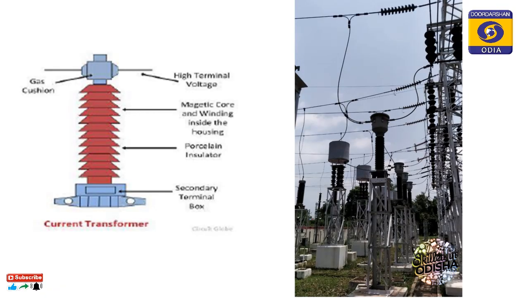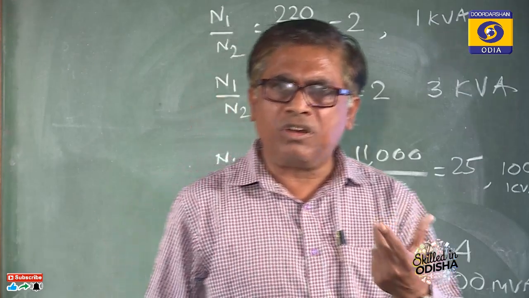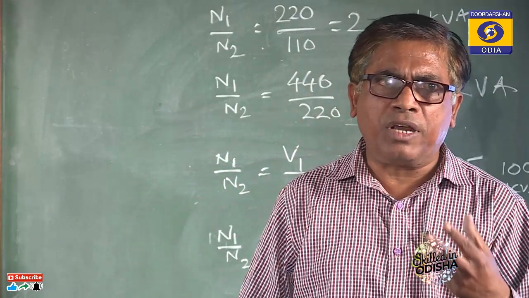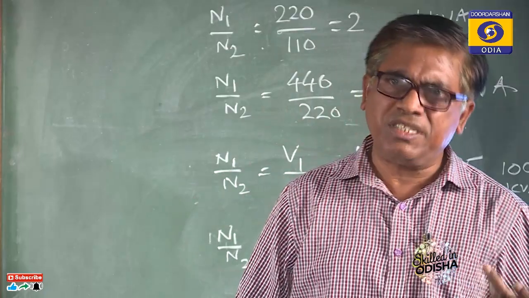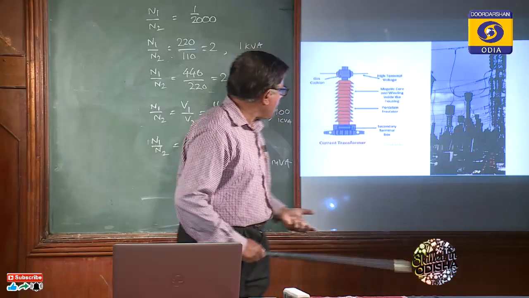Some terminals are there, some tapings are there. You can connect in 1000 turns, you can connect in 2000 turns, you can connect in 800 turns. You can change. So what is happening?